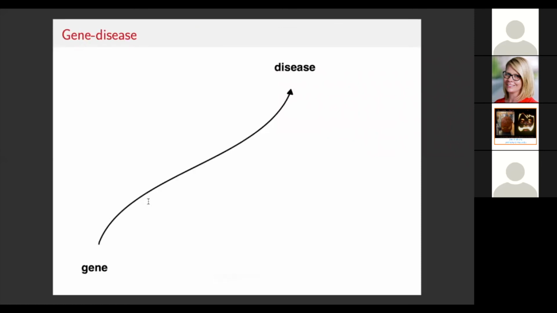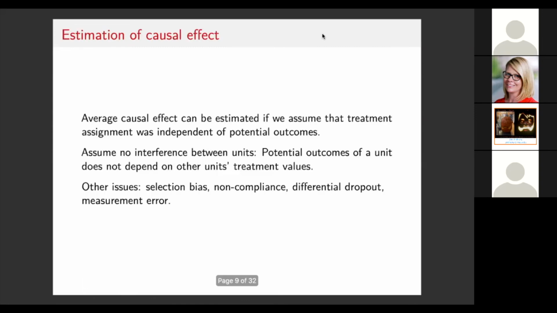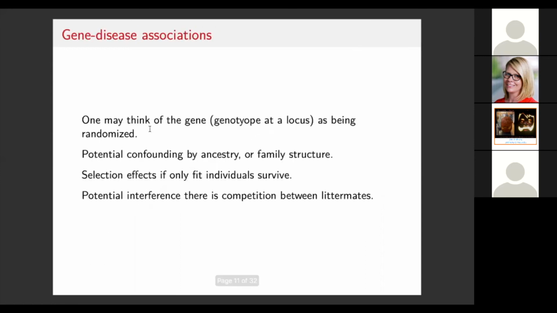In a genetic context, the treatment or drug is like the gene, and the outcome is the disease of interest. And I want to come back to these issues. So in many situations, especially if you're doing a genetic cross, you can assume that the assignment of the gene or the allele is being randomized approximately, independent of the outcome for that individual.